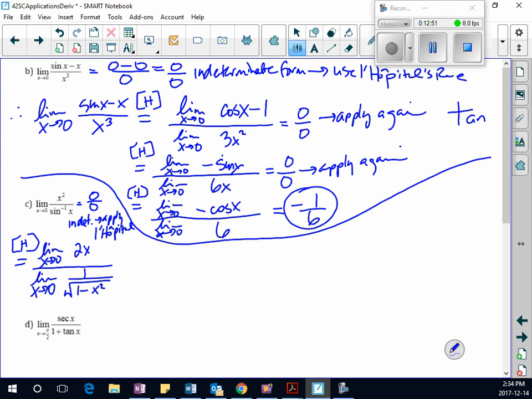But anyways, if I put 0 in there and 0 in there, I get 0 divided by 1, which is a legit answer, 0, right? We didn't have to do it again.